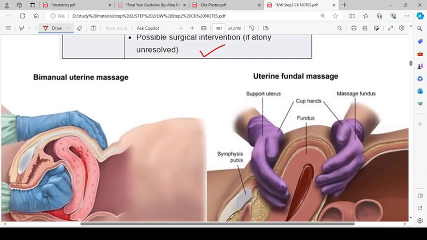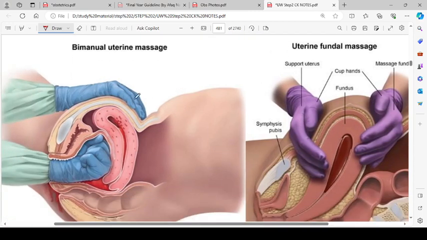Then we have, this is a picture of bimanual uterine massage. This is how we do this. The hand is in the vagina, right, and we are doing the bimanual uterine massage. Basically we are trying to stop the bleeding, because if the uterus does not contract after the delivery, the placenta was attached to the uterus, like suppose there is a uterus, placenta was attached over here. Now this is no more there and there are bare vessels. These vessels can ooze blood.